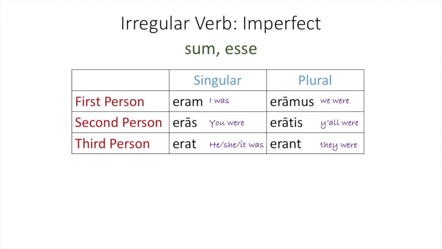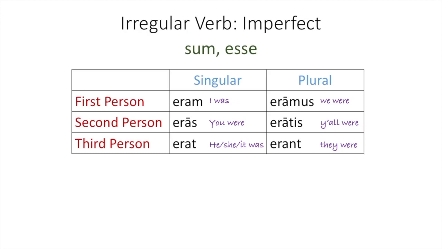Eram, I was. Eras, you were. Erat, he, she, it was. Eramus, we were. Eratis, y'all were. Or erant, they were. Remember, sum, esse can be to be or to exist. So erat can be there was, and erant can be there were.